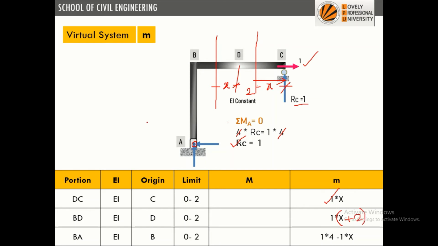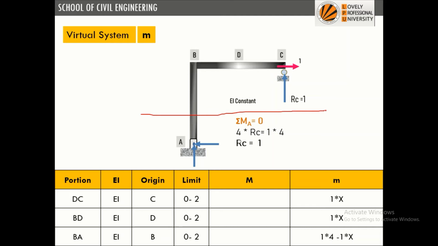Then for the last portion AB, we'll cut a horizontal section, and there are two forces. The first force, this pink one, is at a distance X, so it will be 1 into X, and the other force will be at a distance 4, so it will be RC into 4. So we will write 1 into 4 and 1 into x.